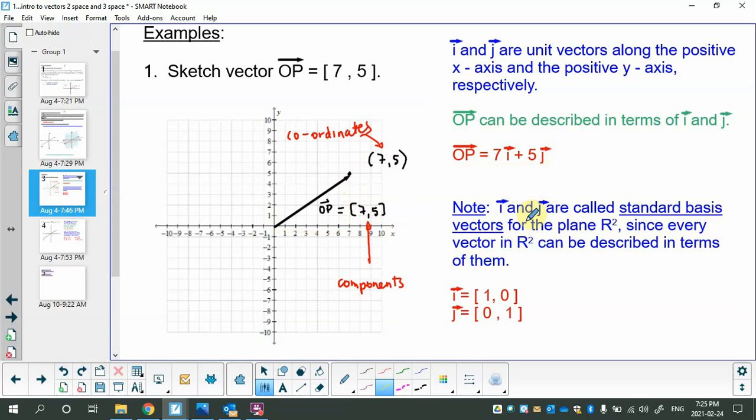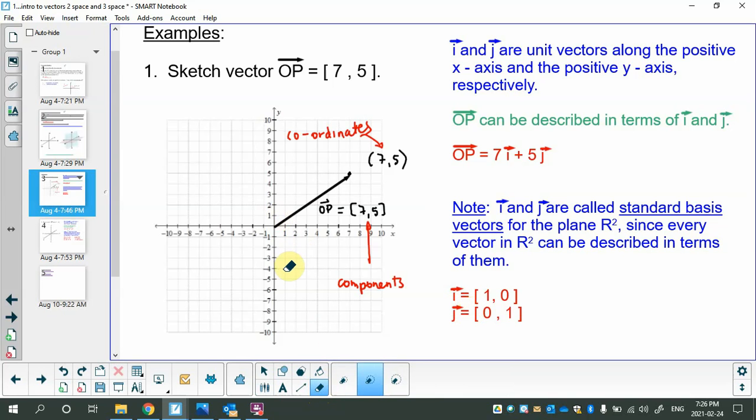i and j are called standard basis vectors for the plane R2, since every vector in R2 can be described in terms of them. So this is another way to think about i and j. They're 1 unit in this direction. So its components are 1, 0 for i. And here's j. So that's 0, 1 components, with vector symbols over top of it, for j.